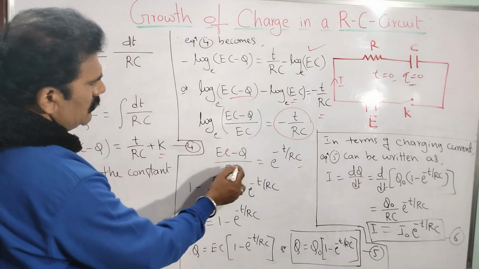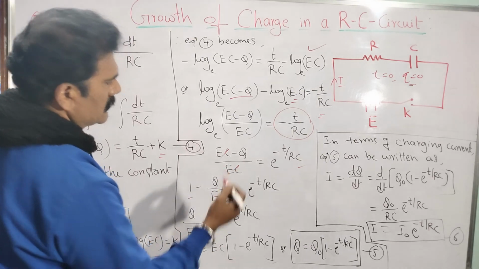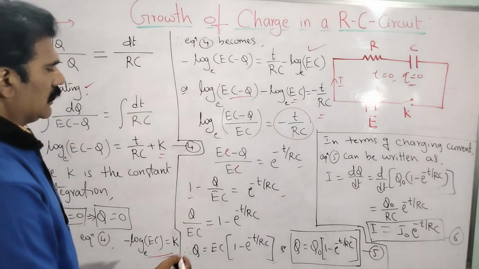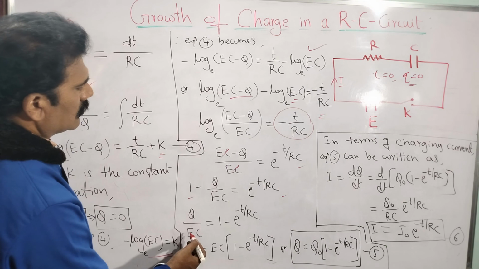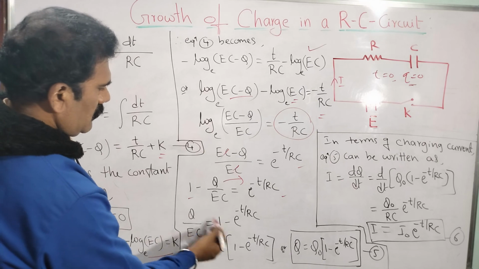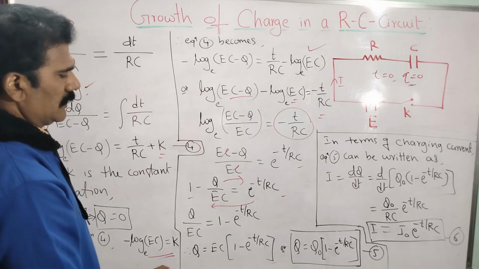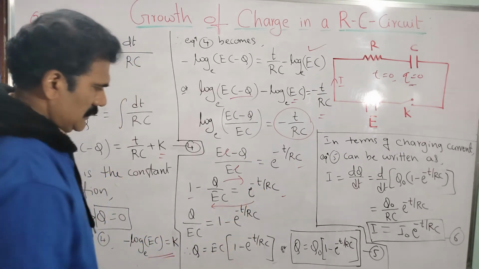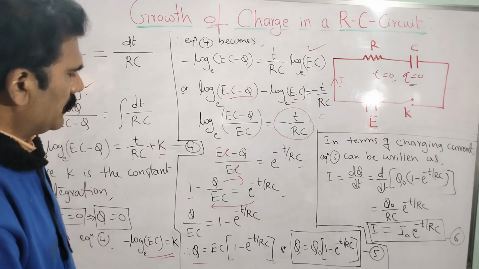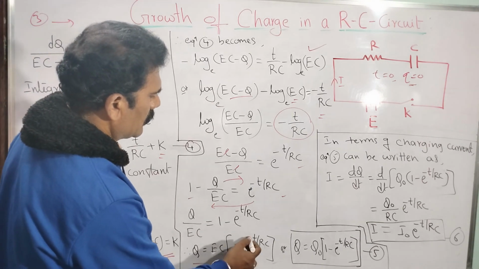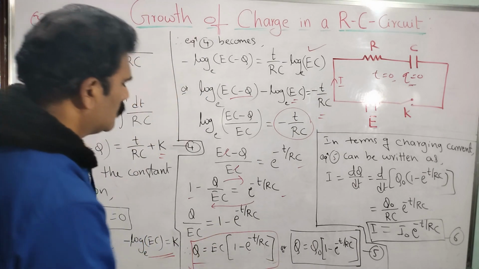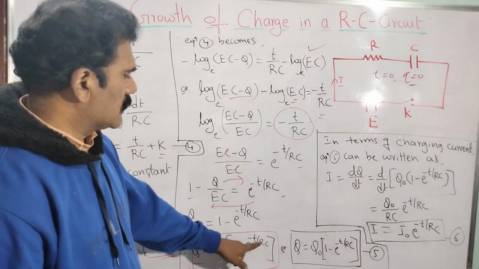So now the simplification is just to divide by EC, both the terms here. So EC by EC is equal to 1, and then Q by EC is equal to minus T by RC. Clear? Okay, again rearrangement: you take this Q by EC to the right hand side, let us say. So 1 minus this term, you take to the left hand side. So 1 minus e to the power of minus T by RC. By cross multiplication you can write Q is equal to EC into 1 minus e to the power of minus T by RC. So that means we are getting the expression for Q as Q is equal to EC into 1 minus e to the power of minus T by RC.